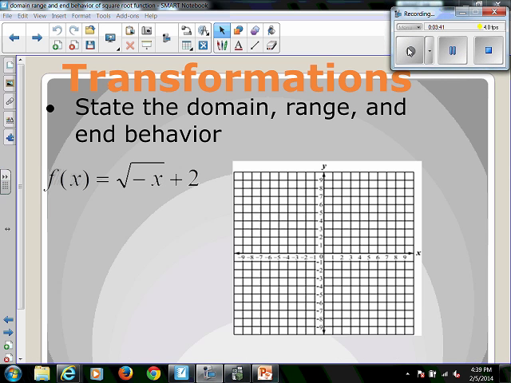All right, let's look at a third problem. Square root of negative x plus 2. We're going to have a reflection. We've got b here, a reflection over the y-axis, and a vertical shift up 2 because we have d. Let's graph it first.